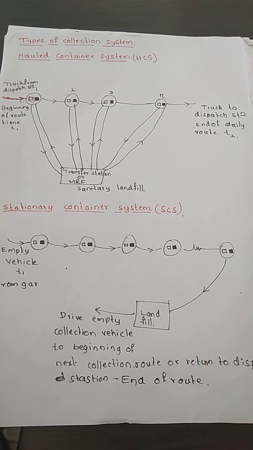In the previous class, we discussed the types of collection system. In that, we discussed what a hauled container system is and what a stationary container system is, including the drawings. What is the work of the hauled container system? How does it process, how does it work? We also saw how the stationary container system works. That we studied in the last class.